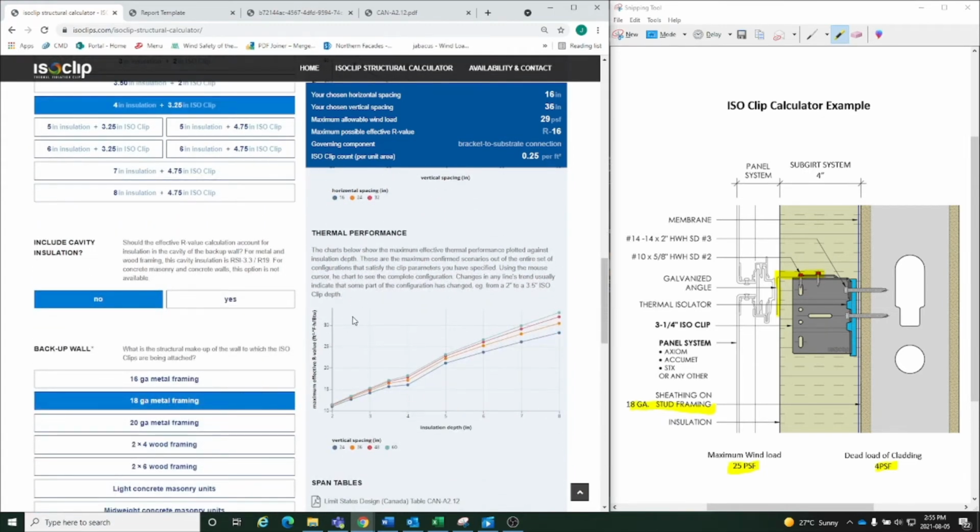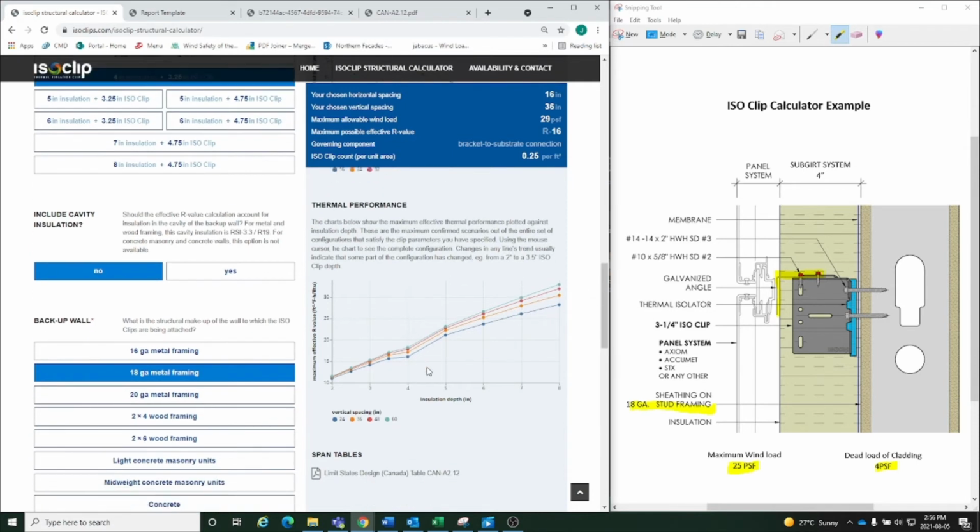And finally, the thermal performance: if you increase the installation depth, you're expected to see the maximum effective R value increase as well. And more importantly, something that is not always known is when you have a bigger spacing, you're not only saving money by having fewer clips on the wall, but you're also improving the total effective R value because you have fewer penetrations through your wall assembly and you have a more effective wall assembly. So you'll see that with 60-inch vertical spacing, you have the best effective R value.